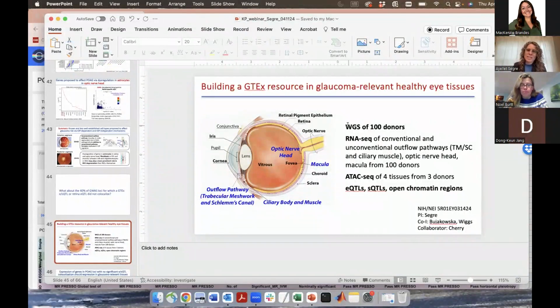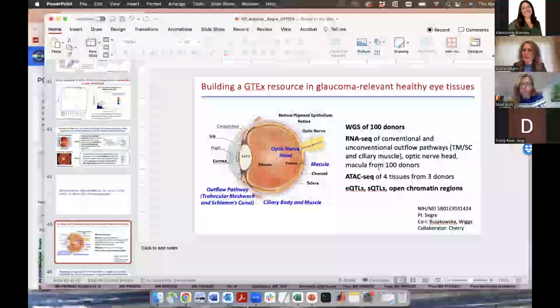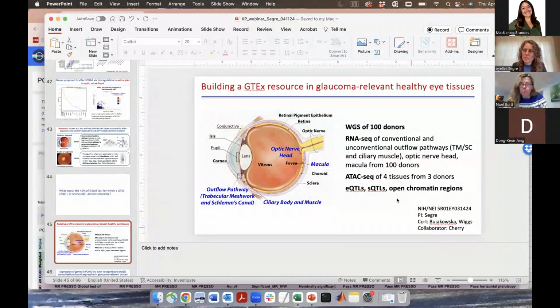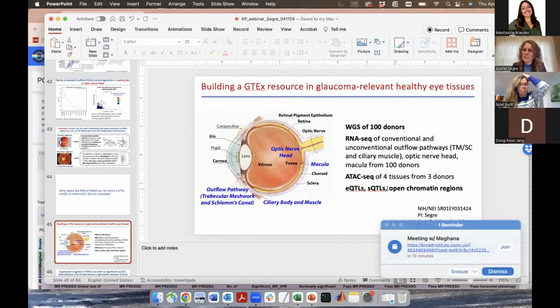So we've collected 10 different eye tissues from 100 postmortem donors. And in collaboration with the Broad, we've performed whole genome sequence on the first 50 donors and now are just sending the second batch of 50 donors to the Broad. So we'll have whole genome sequence on all of the donors, bulk RNA-seq on both the outflow pathways, the optic nerve and macula. And in collaboration with Tim Cherry from Seattle Children's Hospital, we're performing TAC-seq on 4 of these tissues from 3 donors. And so we'll have eQTLs, sQTLs, and open chromatin regions on these tissues.